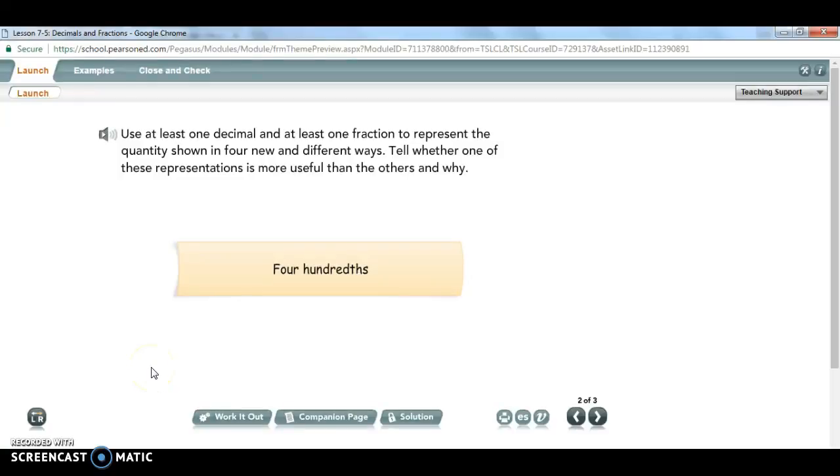We are now in 7-5, which is decimals and fractions. Use at least one decimal and one fraction to represent the quantity shown in 4 new and different ways. Tell whether one of these representations is more useful than the others and why.